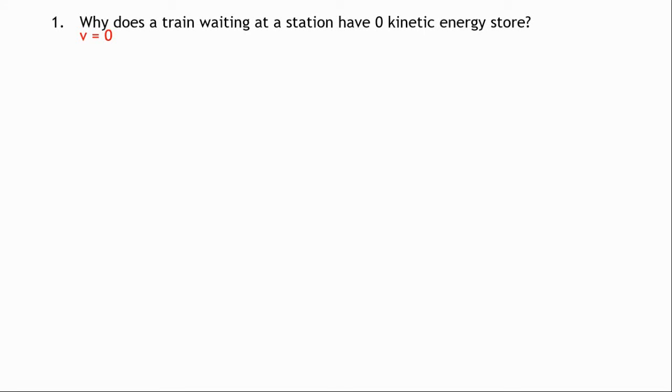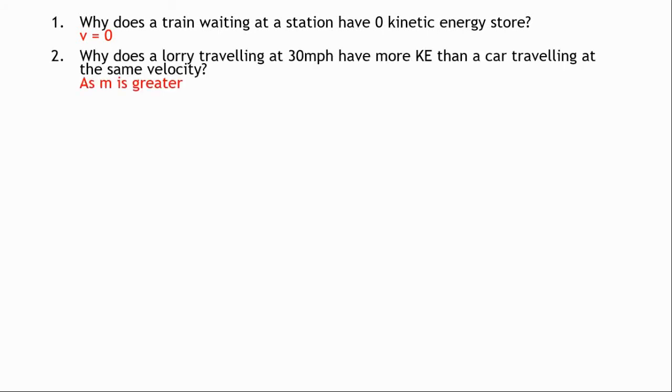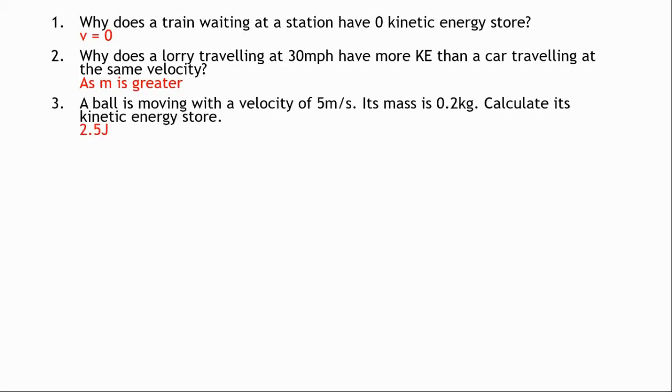Alright, so your answers to those. You've got a train waiting at a station with zero energy in its kinetic energy store. That's because its velocity is zero. So if kinetic energy is half the mass times the velocity squared, if you put 0 into there, it doesn't matter what else is in there, kinetic energy is going to be 0. Why does the lorry have more KE? Because the mass is going to be greater.